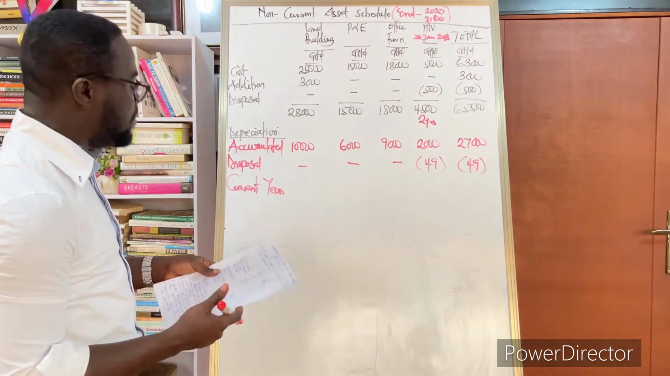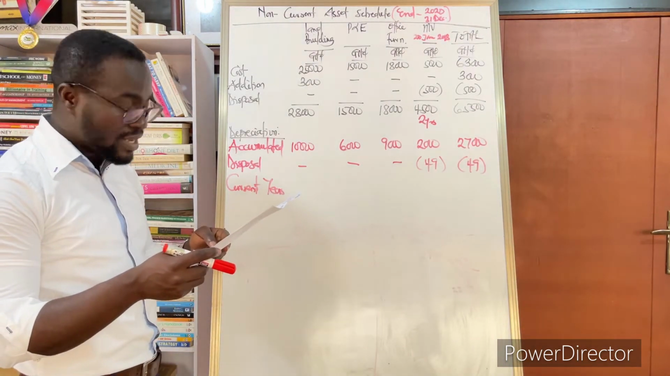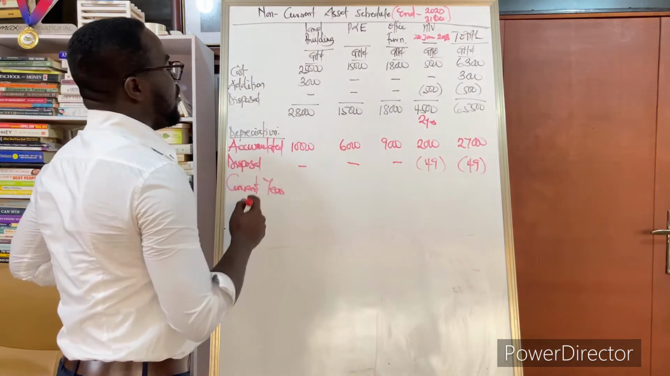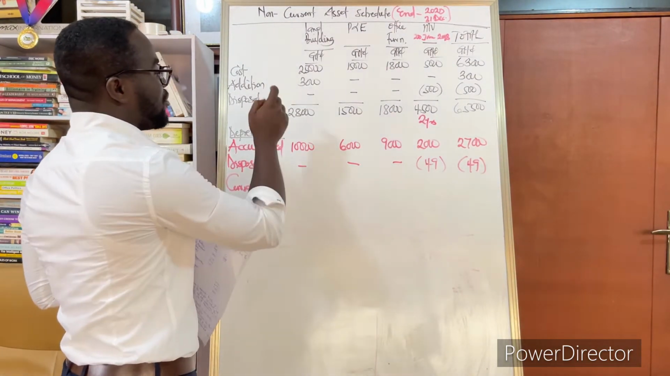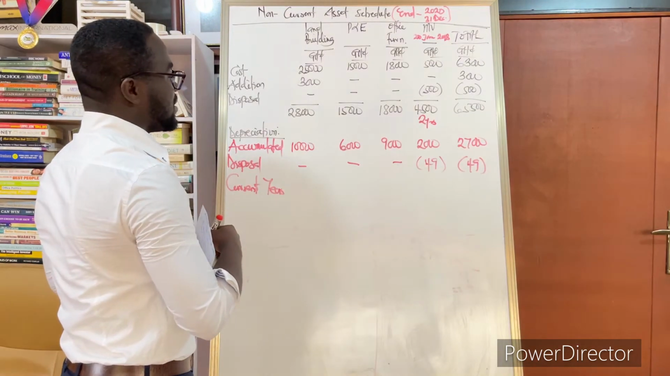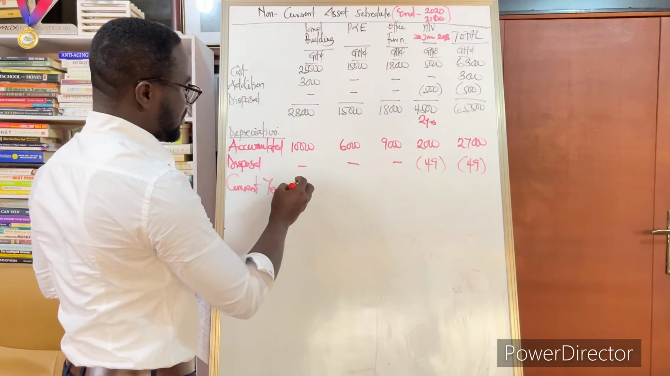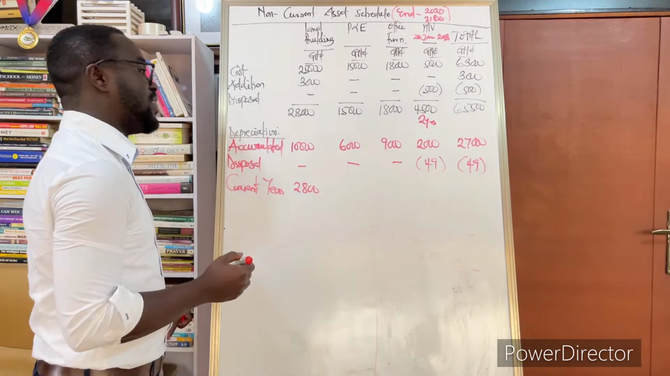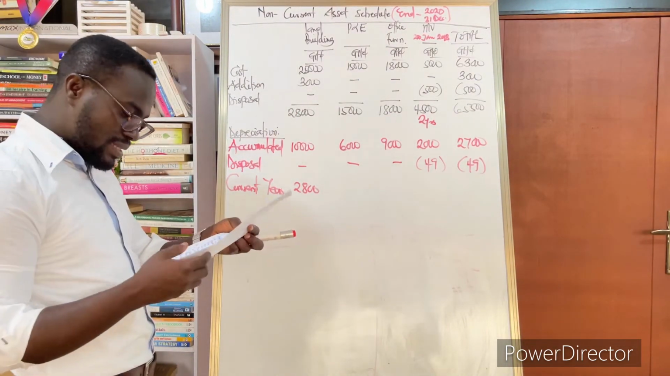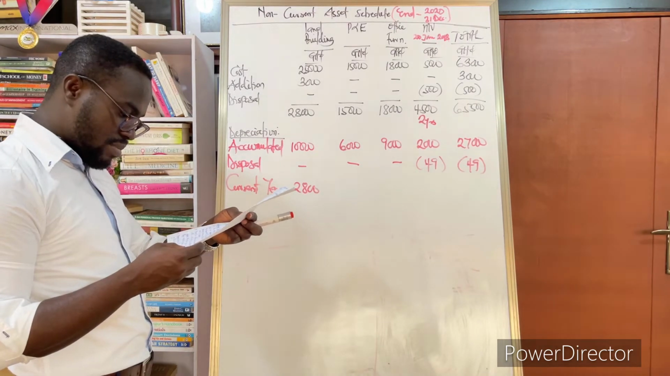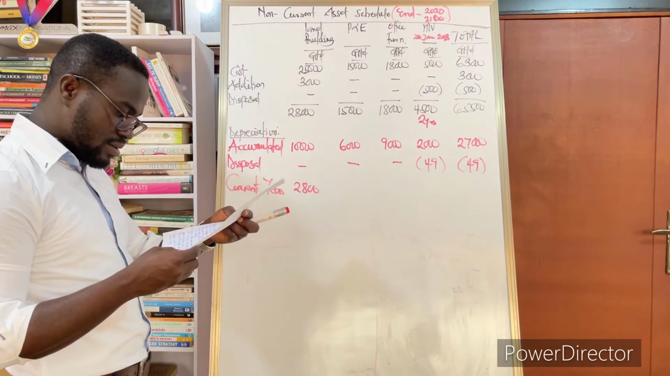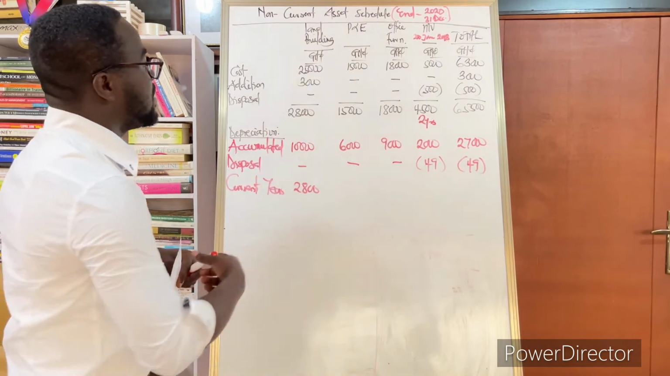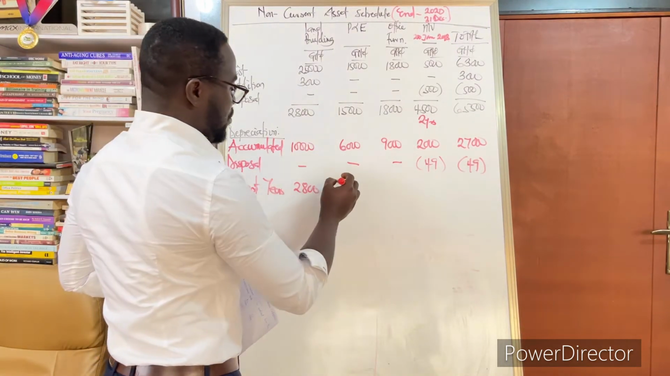So land and building is based on what? Straight line, and what is the rate? 10%. So 10% on 28,000 will give us 2,800. Then let's see plants and equipment, or plants and machinery. The same thing, straight line method, 10%. 10% of 15,000 will be 1,500.